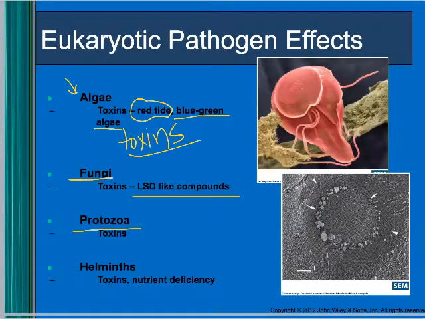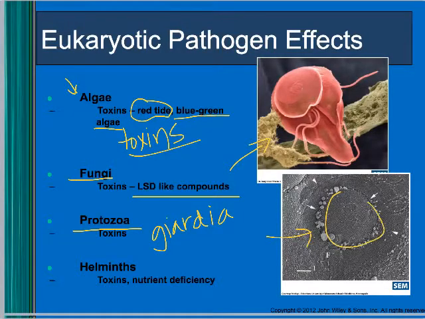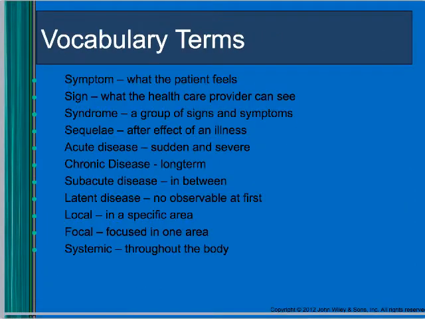Protozoa can release toxins and cause diarrhea. So like amoeba. This is a picture of Giardia. Giardia is found in the water. You can drink contaminated water and get Giardia in your intestines. And this is the scars that the sucker leaves in the intestines. And then helminths are worms. Worms cause nutrient deficiency. Now, it's not good to have worms.